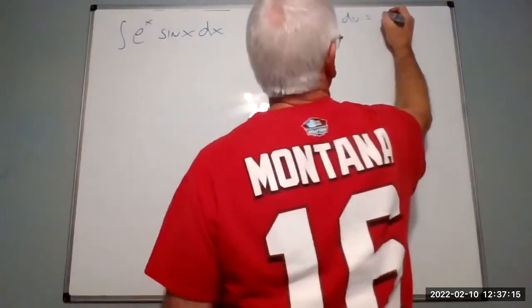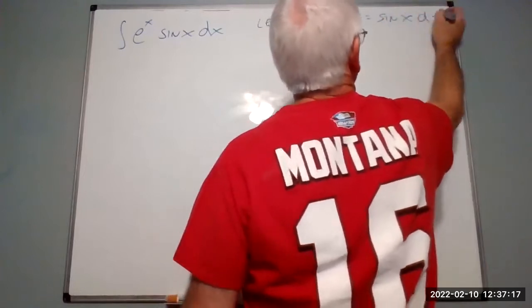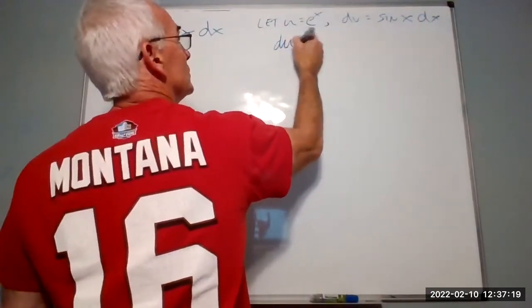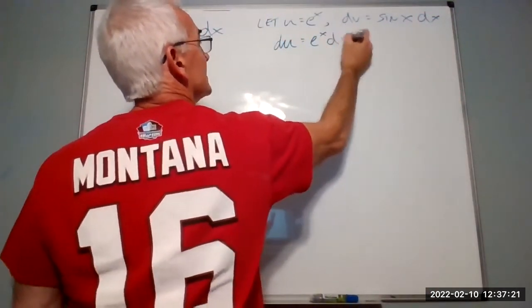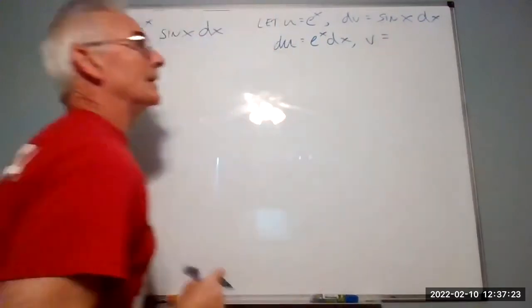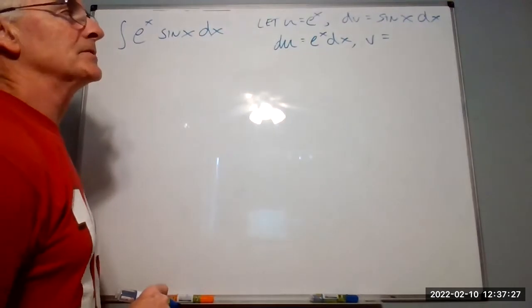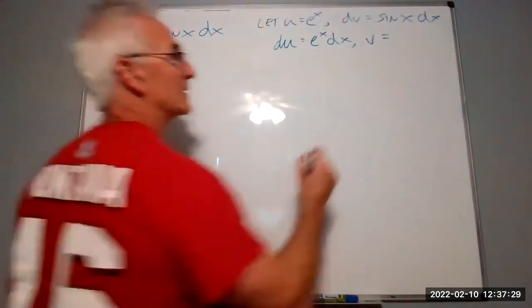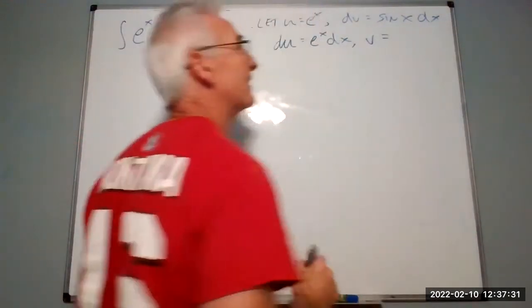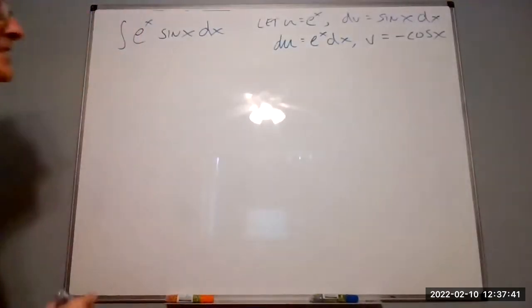And then dv will be sine x dx. And my du is e to the x dx, and my v is what? Positive or negative cosine? Anybody? Positive? I'm integrating. The derivative would be positive, so, oh, negative cosine. Yeah, that one always gets us, doesn't it?